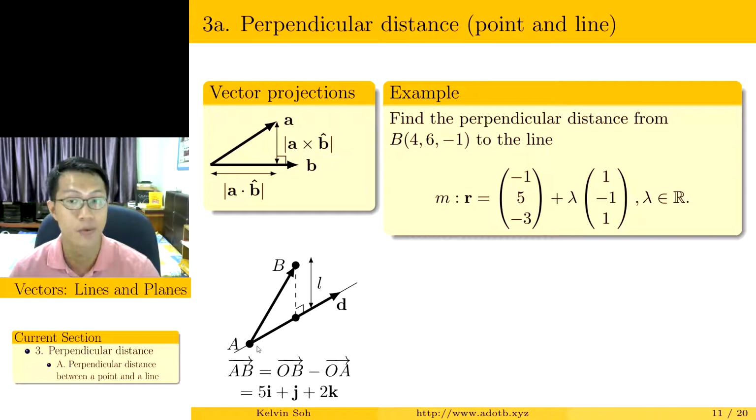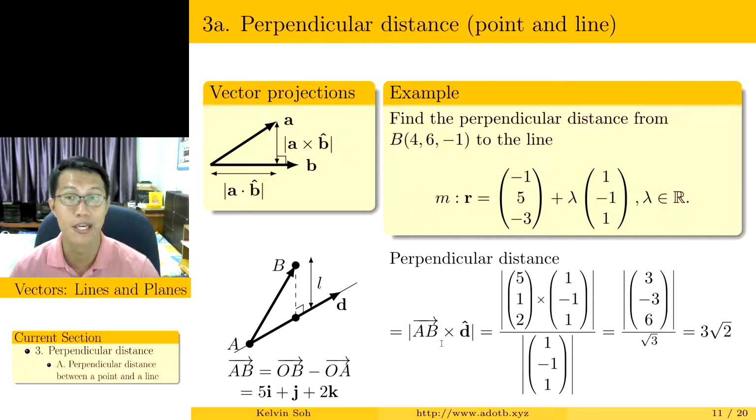So to find AB, we use the formula OB minus OA. So OB is (4, 6, -1), and OA is (-1, 5, -3). This will give us the vector AB. So if you compare these two pictures, how do we obtain the length of L? That will be given by our cross product formula. So we take the magnitude of AB cross D hat. So AB is (5, 1, 2), and D hat, the unit vector of D, is our direction vector (1, -1, 1) divided by its magnitude. So calculating this formula out will give us the final answer of 3 root 2.